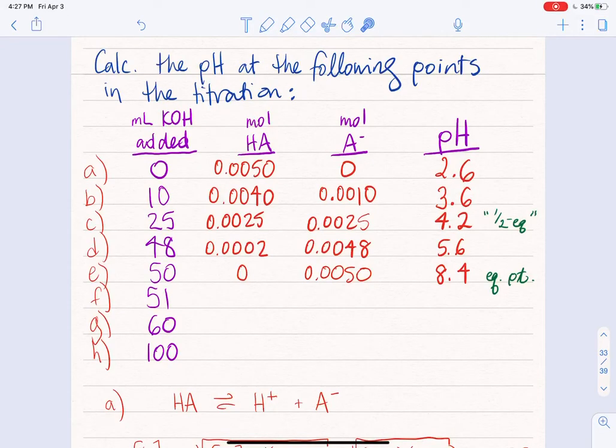Hello. So we are continuing the titration of benzoic acid with potassium hydroxide. And we just talked about the pH at equivalence, which had gone up to 8.4. Reason being, at equivalence, it's really just a weak base calculation. So now we're going beyond the equivalence point. I want to calculate the pH after I've added 51 milliliters of KOH total.